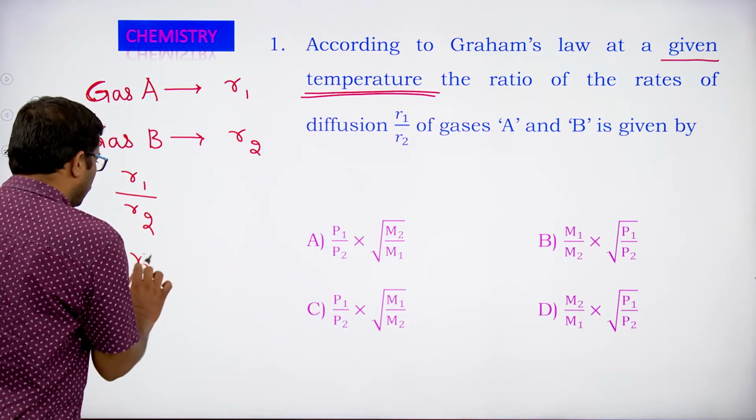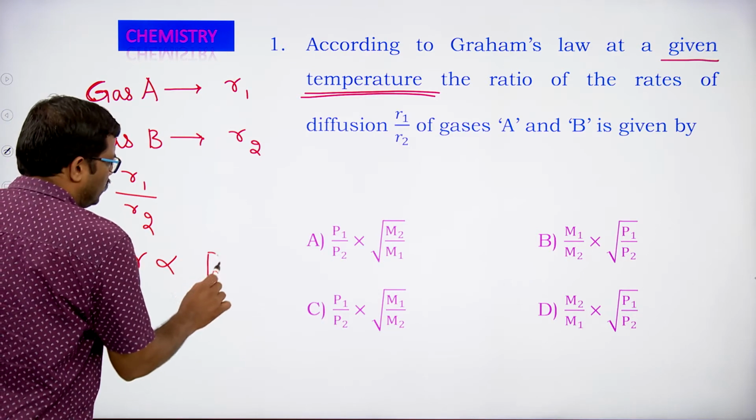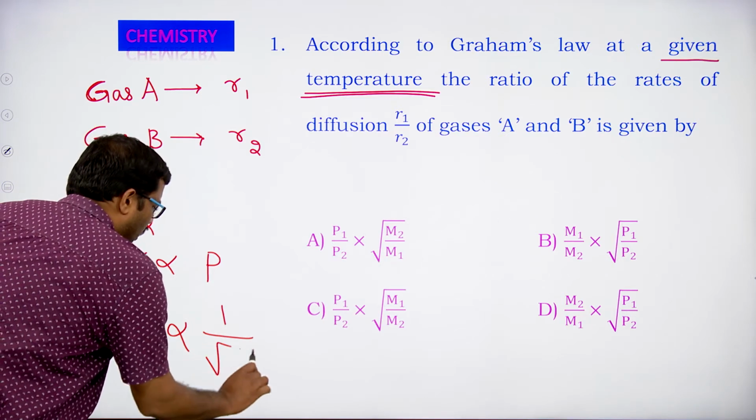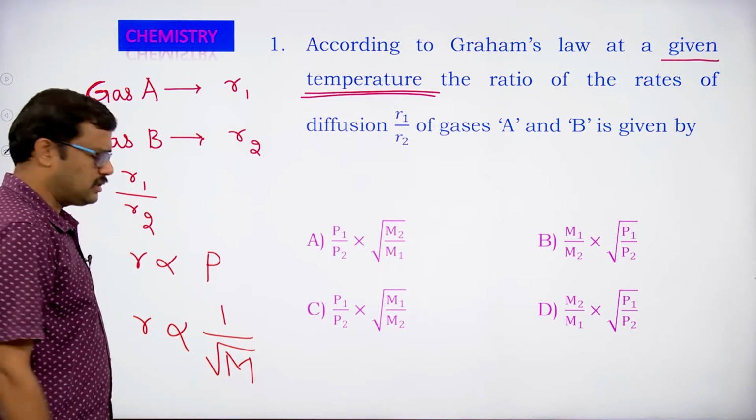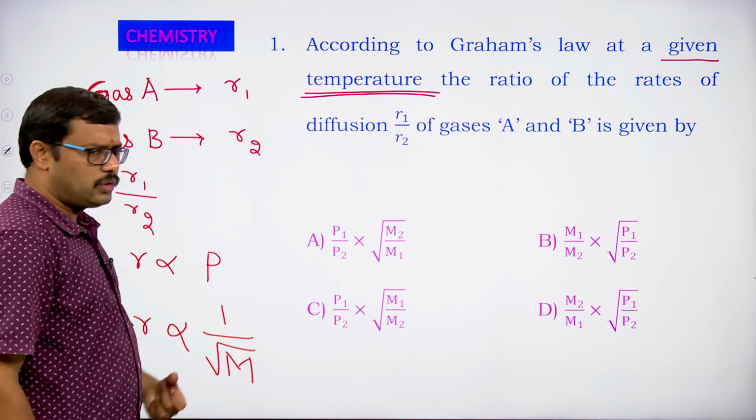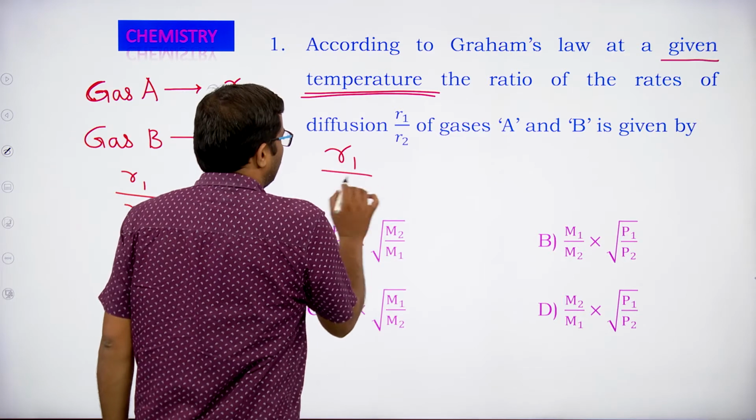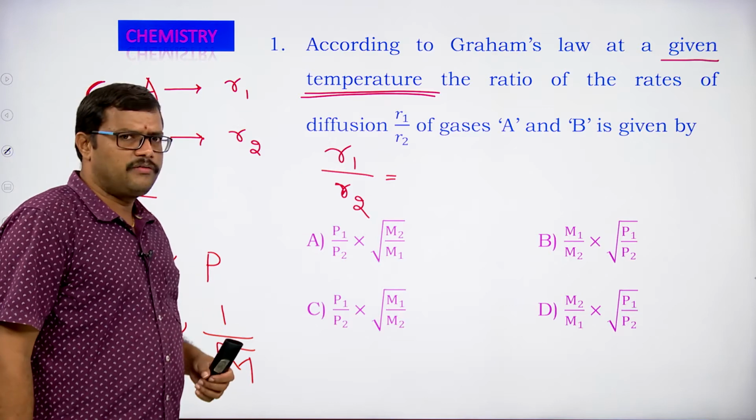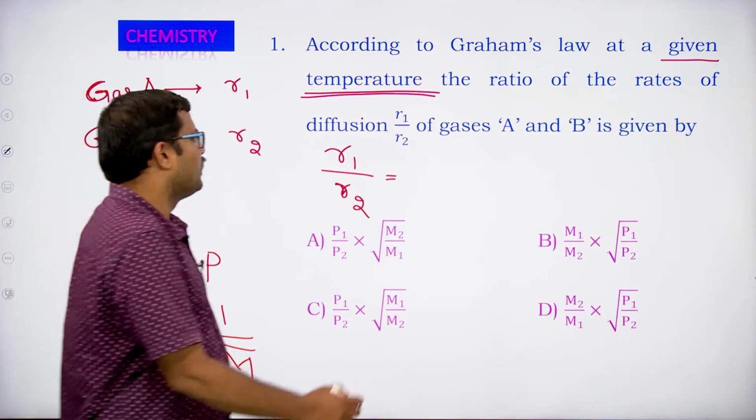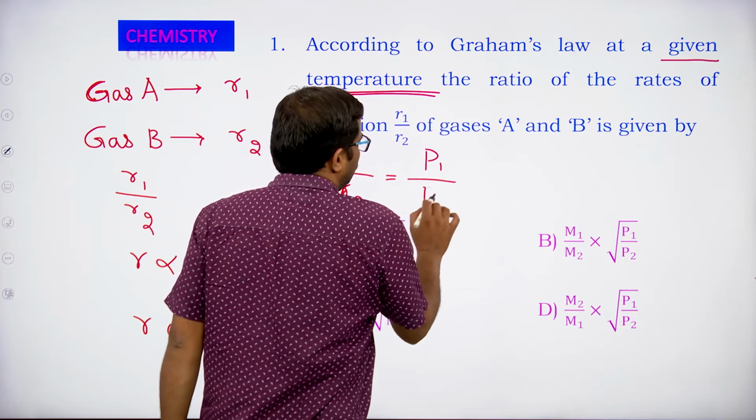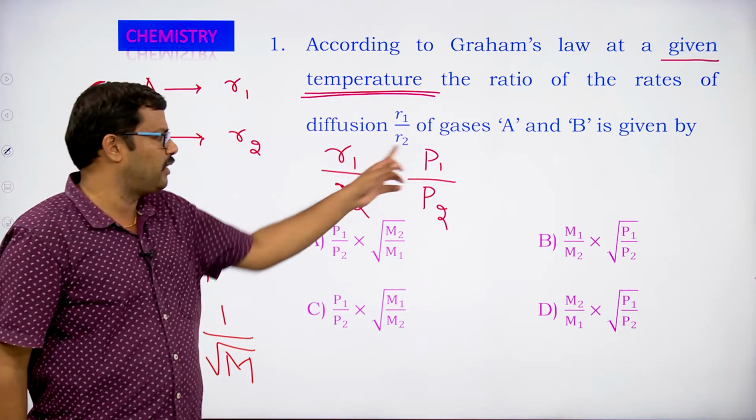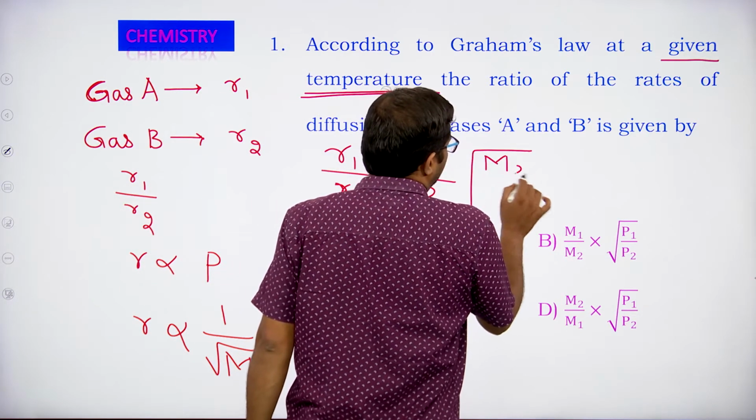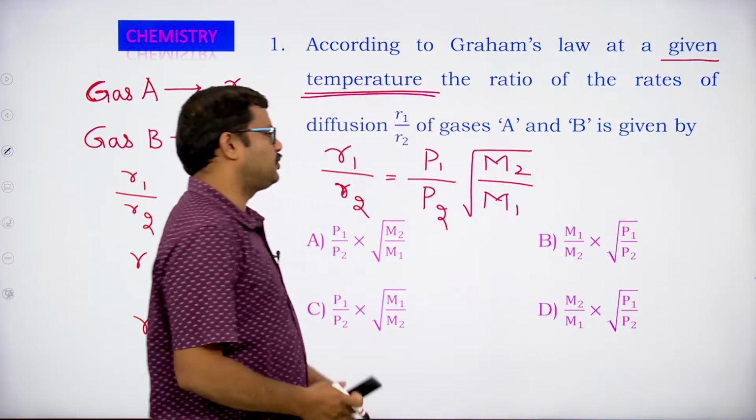So we know that R is directly proportional to the pressure, and R is inversely proportional to the square root of its molecular mass. We have to take these two into consideration, and then write the equation R1 by R2 for two gases. If we take the ratio of the rate of diffusion of the first gas to the rate of diffusion of the second gas, it is equal to P1 by P2, because R1 and P1, R2 and P2 are directly proportional, and it is inversely proportional to the square root of the molecular masses, so it should be root of M2 by M1. So this should be the equation.